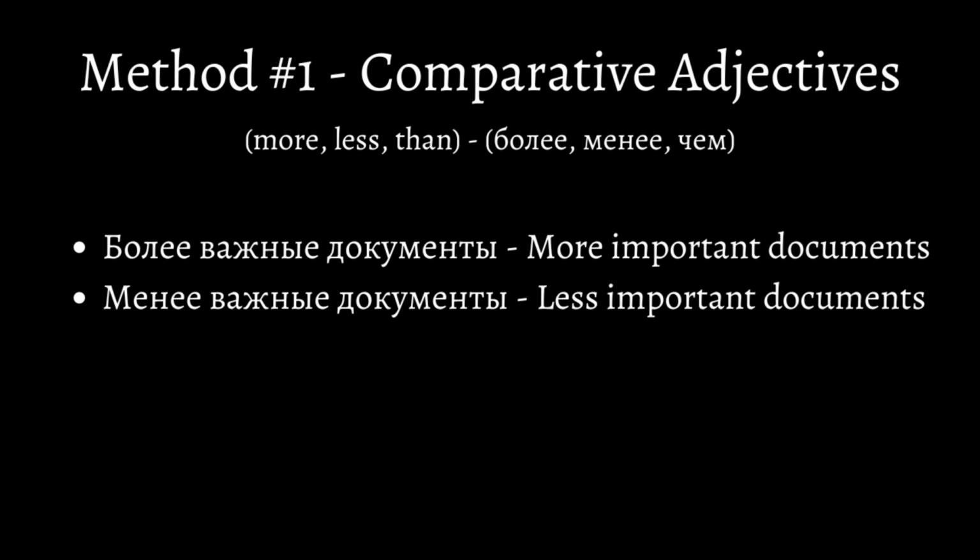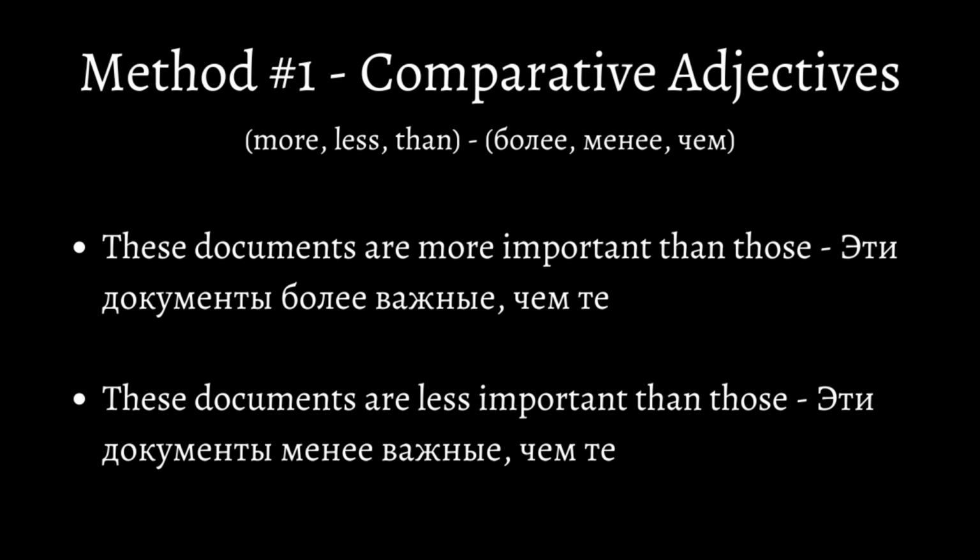Finally, here is a plural example. Более важные документы and менее важные документы. More important documents and less important documents. Более and менее are placed in the beginning, but the normal adjective becomes plural, regardless of the noun's gender.